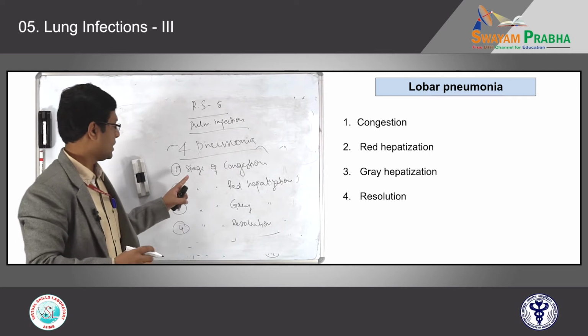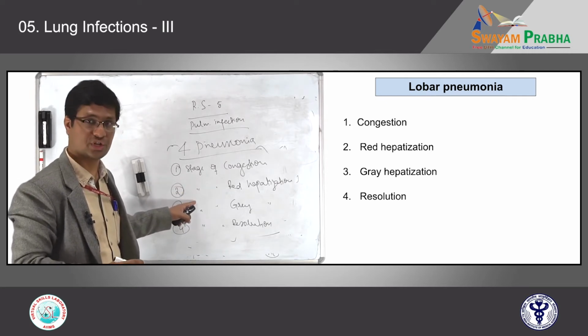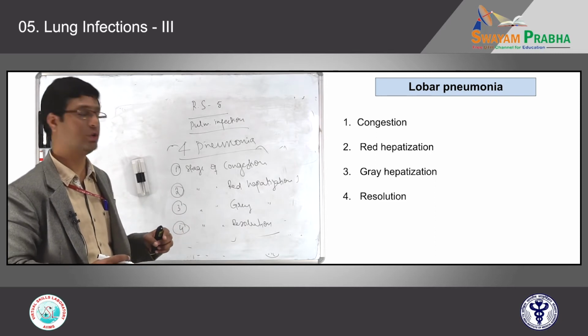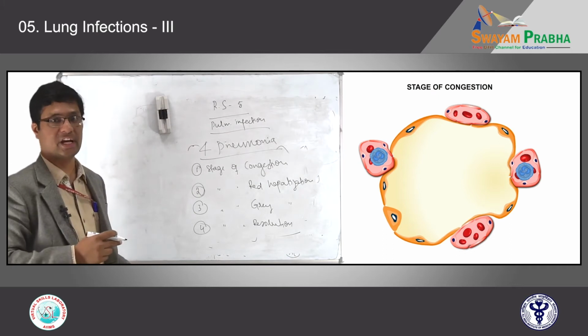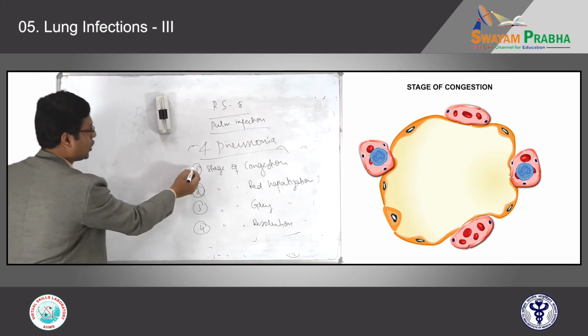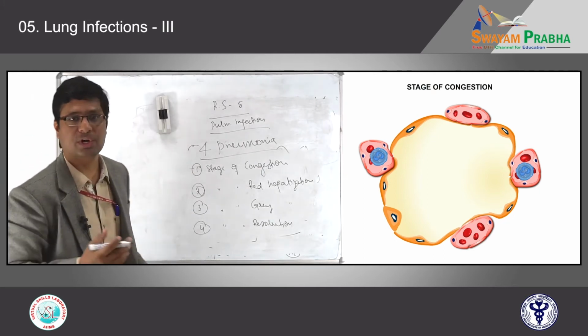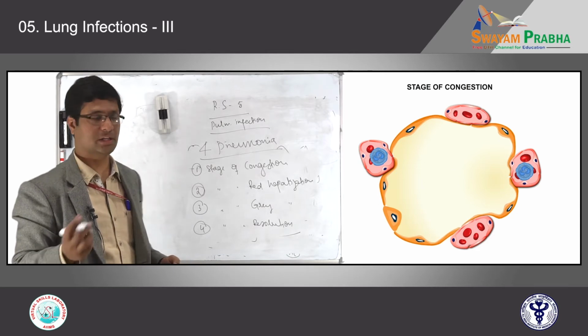Let's see each stage as it looks in microscopic sections under the microscope. You can see the schematic diagram; I'll be showing that in detail on the board. We'll talk about the stage of congestion. All of you know what congestion is: it is nothing but the stasis of blood in the blood vessels.